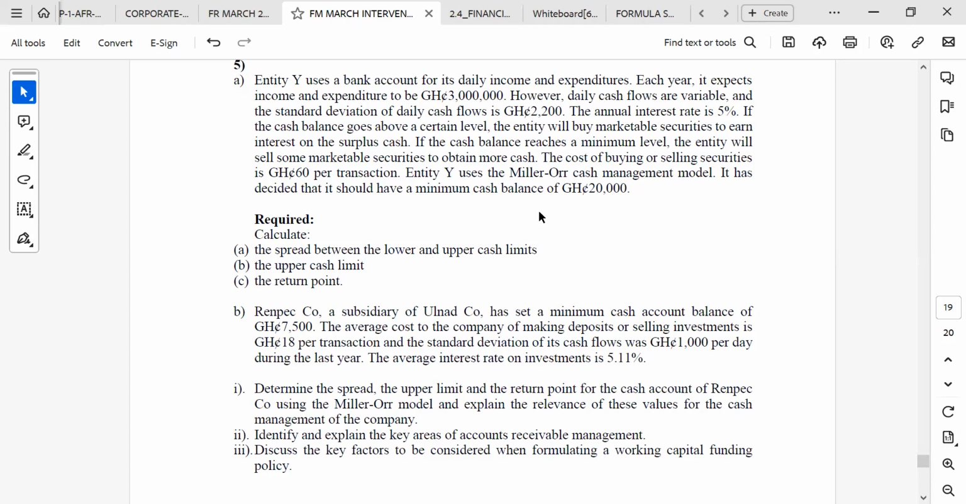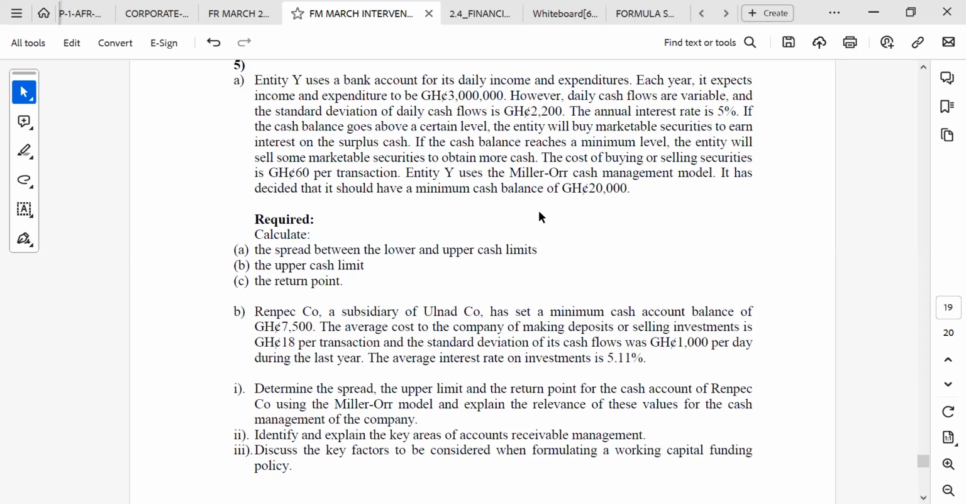Okay, so they are saying that the company is expecting what? Income and expenditure to be what? 300,000. That is the annual cash required. If you are using the Baumol model, that will be the annual cash required. However, daily cash flows are variable, and the standard deviation of the daily cash flow is 2,200. They will always give you a standard deviation, but we use variance in the calculation. So you have to square the standard deviation because the square root of the variance is the standard deviation. You square the standard deviation to get your variance.